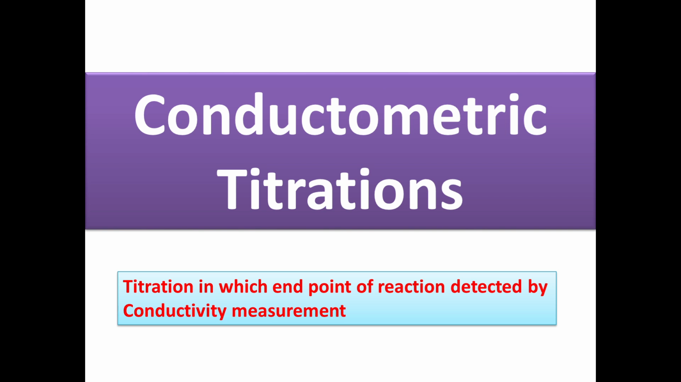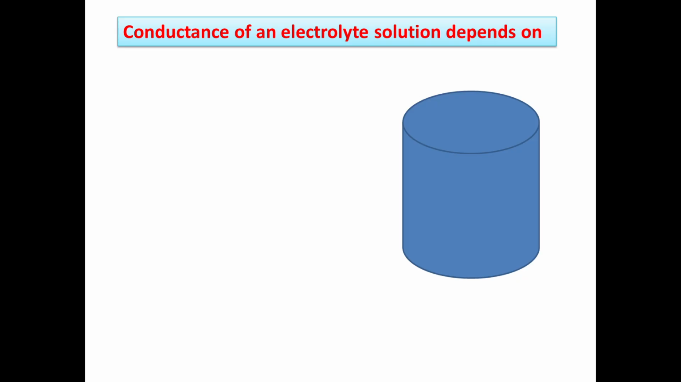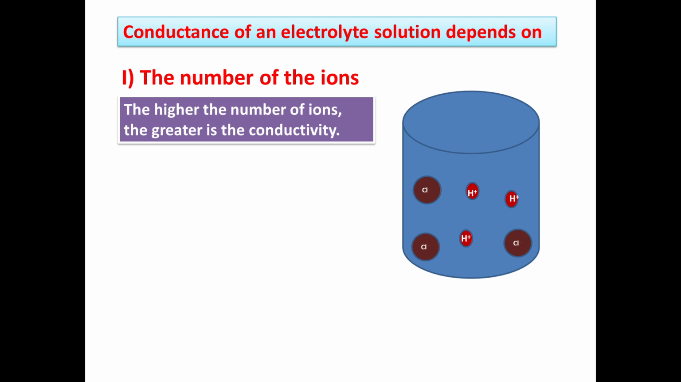In this video, we are going to learn conductometric titration. Conductometric titration means titration in which the end point of the reaction is detected by conductivity measurement. We know that the conductance of an electrolyte solution depends first on the number of ions. Higher the number of ions, greater is the conductivity.